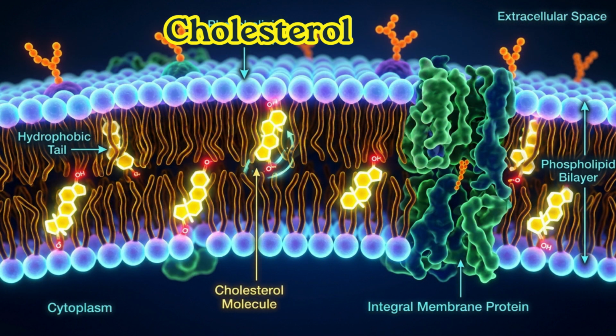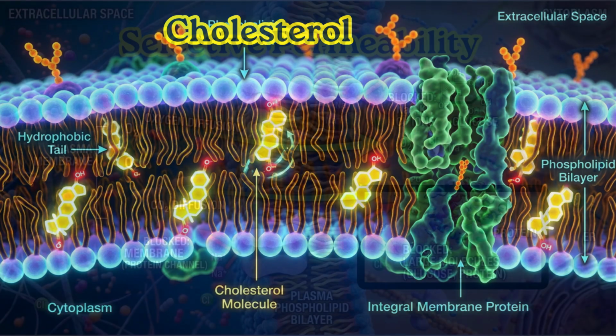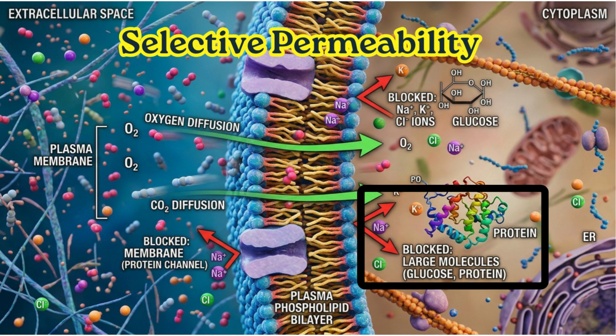Cholesterol. Cholesterol molecules are located between the phospholipids. It is a characteristic feature of eukaryotes that the cholesterol is present between the phospholipids. It has the following functions. Number one, it is used to stabilize the membrane. Number two, it prevents excessive fluidity at high temperature, and it prevents high rigidity at low temperatures.